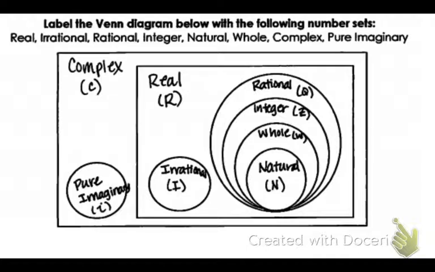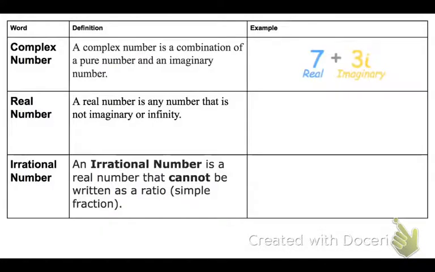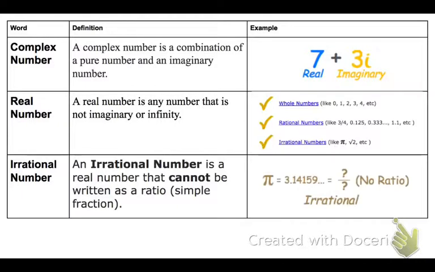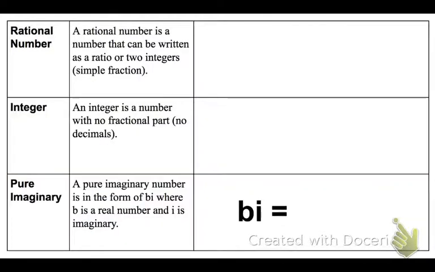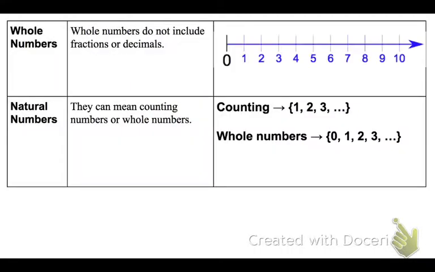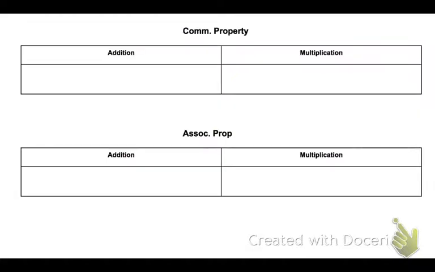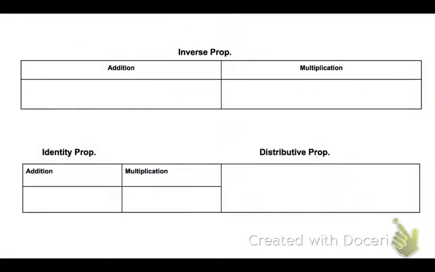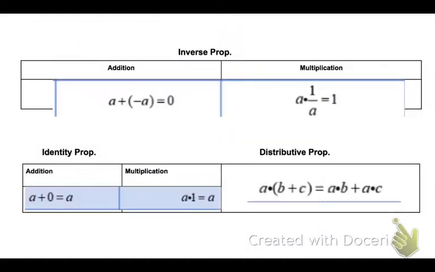So right now it probably doesn't make that much sense, but I will be adding to this to kind of go over it with like a box method so you guys can understand this. Make sure you go over the examples of what a complex number, real number, irrational number, rational, integer, and pure imaginary look like, for your whole numbers, your natural numbers, all of that stuff. And then just write down these properties, and then we'll go over them when we get a chance.